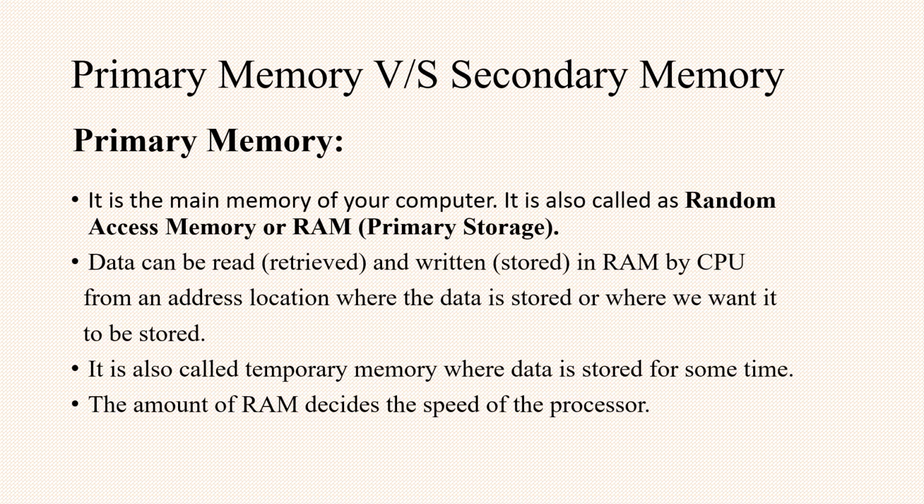Because whatever we enter in your computer initially, if it is not saved, it will always be there in the primary storage. Okay, so it is a temporary type of memory. If you don't save whatever is there in your primary memory, it will get lost. Okay, so data can be read, that is retrieved, and written, that is stored, in RAM by the CPU.